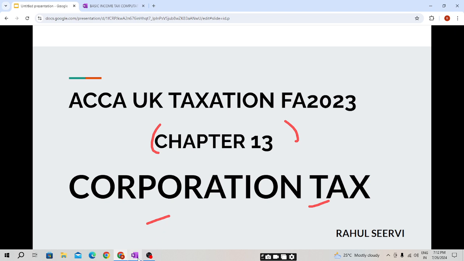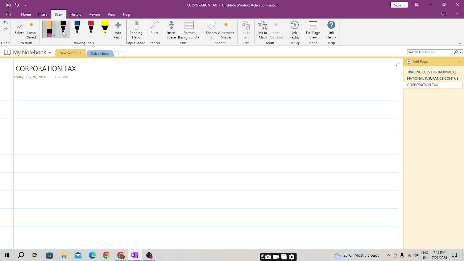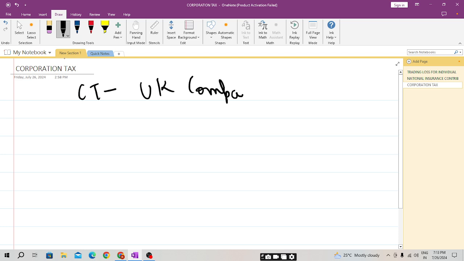So students, the corporation tax will be paid by UK companies. Corporation tax is the tax which is paid by the UK companies, the big corporates. So the corporation tax in UK will be paid by the UK companies.